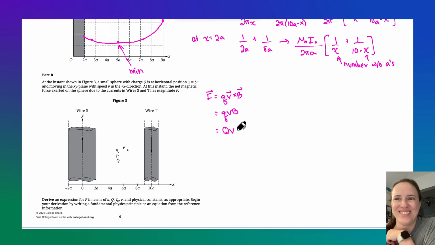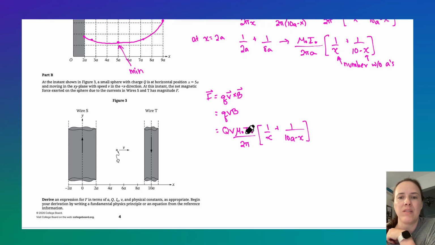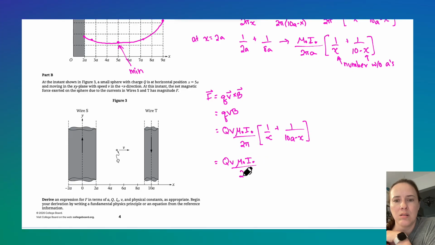That B field we found earlier was mu naught I naught over 2 pi times 1 over x plus 1 over 10a minus x. And if you're not sure where that B field came from, go back and watch part A. Okay, so we are specifically at 5a when we have that magnitude of F. So I just have to plug in 5a and I'm good. So I got 1 over 5a plus 1 over 10a minus 5a, which is 5a.